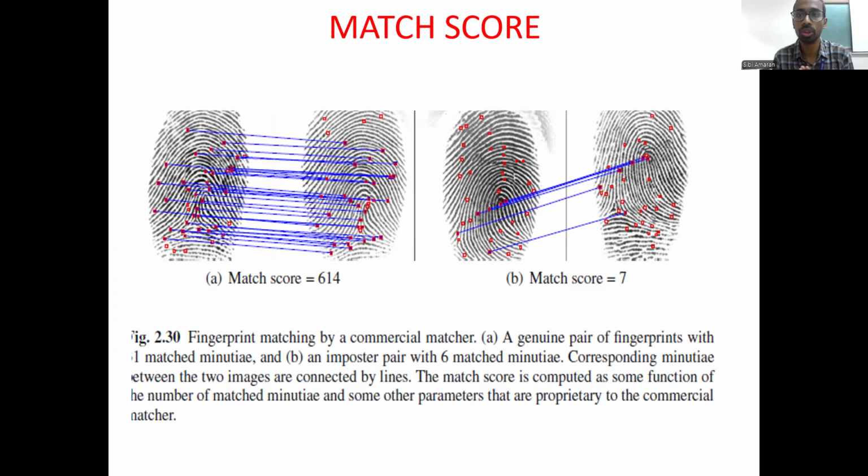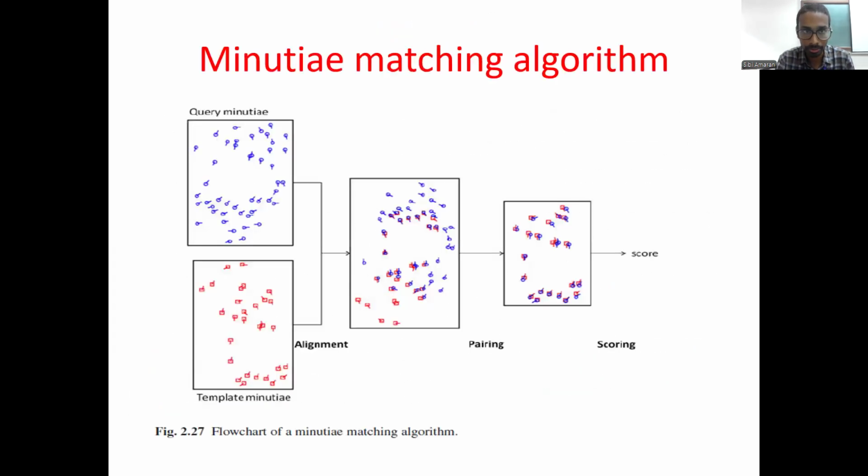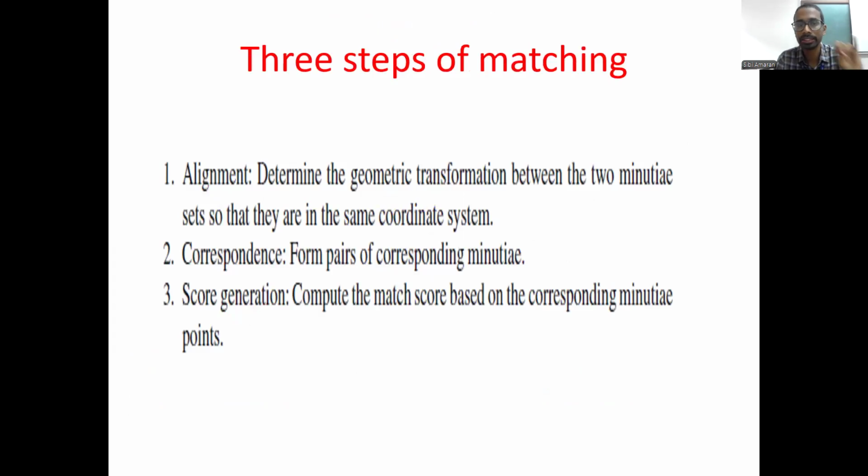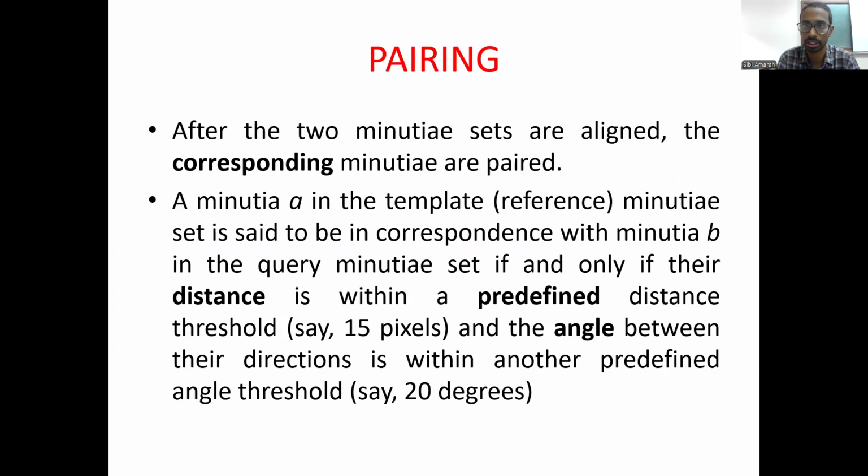So in this video, we discussed what a fingerprint is. In the fingerprint, we discussed two types: the offline fingerprint and the online fingerprint. Then we discussed what the ridges and the valleys are. And then finally, we discussed the three steps of the matching: one is the alignment, second is the correspondence, and third is the score generation.